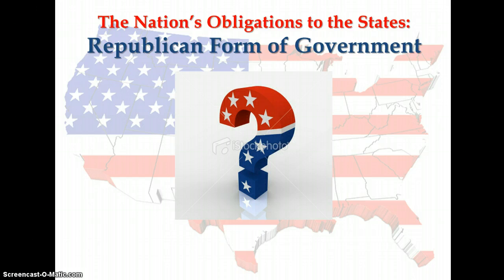The Supreme Court has held that the question of whether a state has a republican form of government is a political question. That is, it is one to be decided by the political branches of the government, the President and the Congress, and not by the courts.